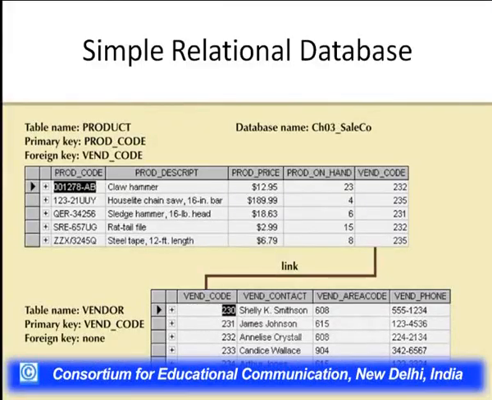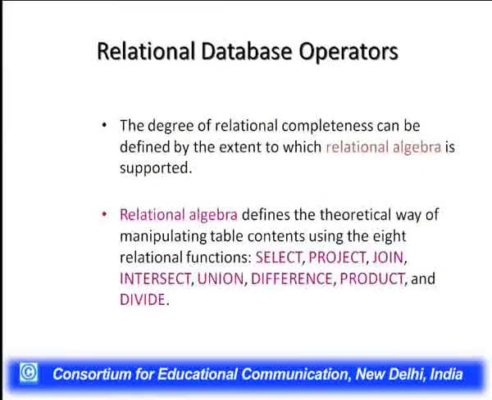In this we can see a simple relational database diagram, where we have two tables, and these two tables are linked to each other with the help of a common attribute called the vendor code. Now, the next topic that we are going to talk about is relational database operators. That is, how relational algebra supports the relational databases.